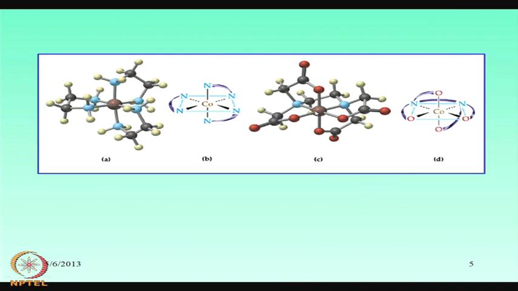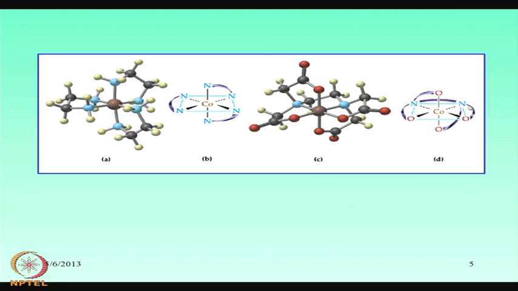Similarly, we see another situation for cobalt where the ligand is not ethylene diamine, but is EDTA. For this ball and stick diagram, what you see is the backbone, which is the ethylene diamine backbone, and from this ethylene diamine backbone we have 4 carboxylic acid groups, 2 from the right hand side and 2 from the left hand side.